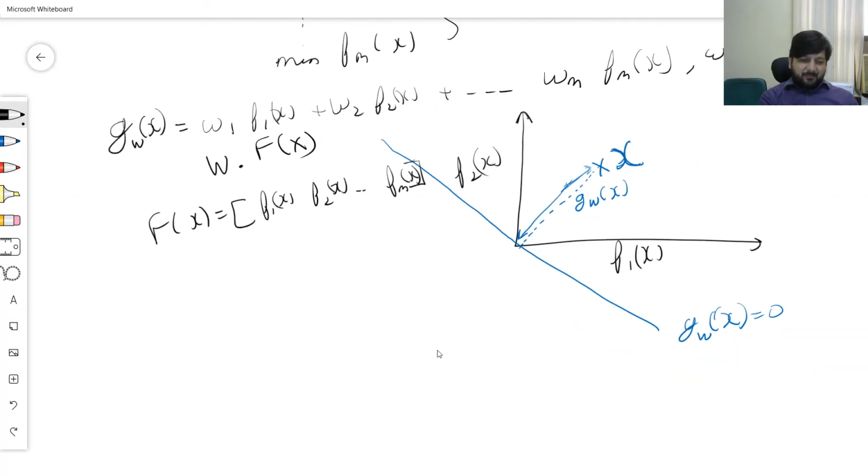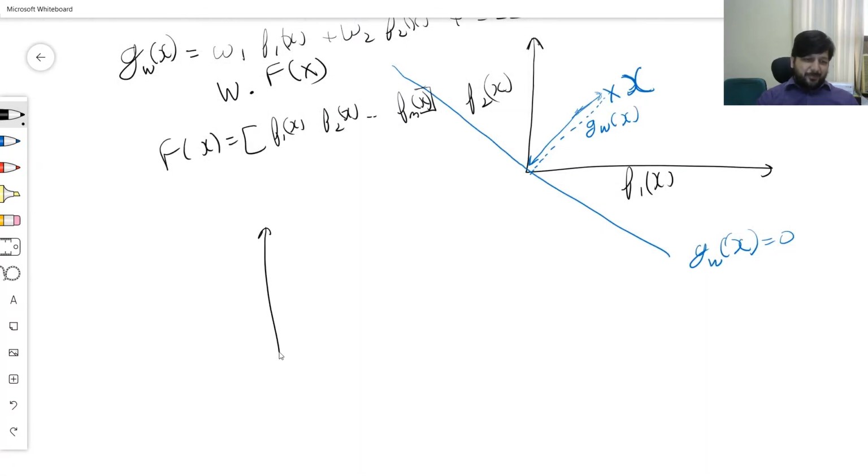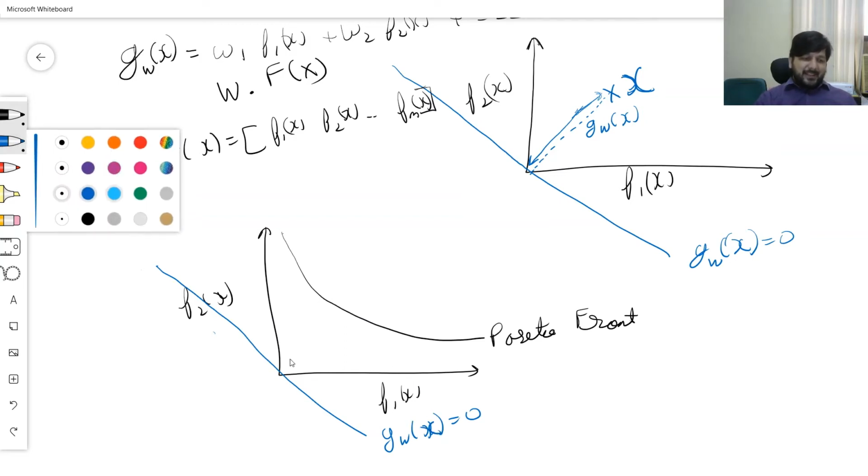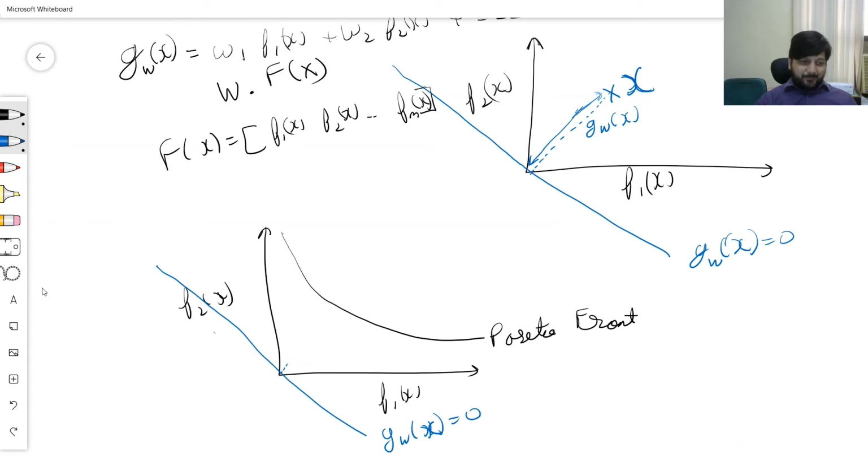So with this understanding, let us construct an objective space again, so that's f1(x), f2(x), and all the other dimensions, and plot an infinite number of individuals which are non-dominated, the Pareto front. So that's my Pareto front. And let's again draw the line g_w(x) equal to 0. So that's the line g_w(x) equal to 0, and let's say that this is what I call the normal of this line.